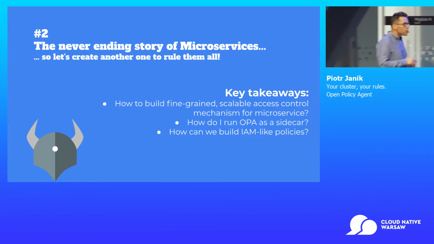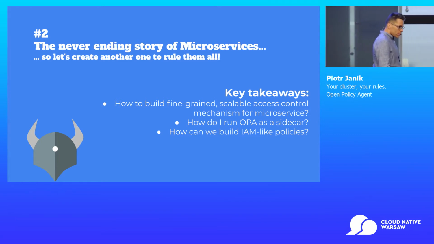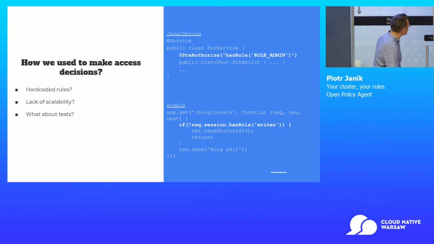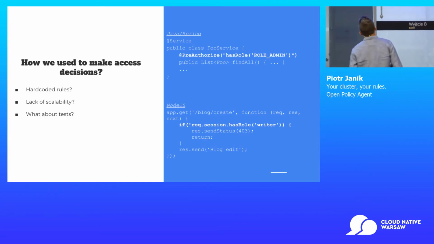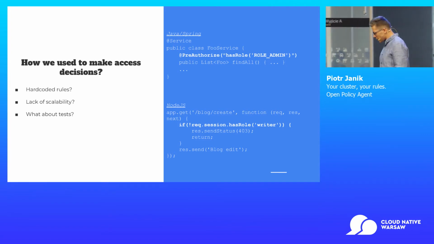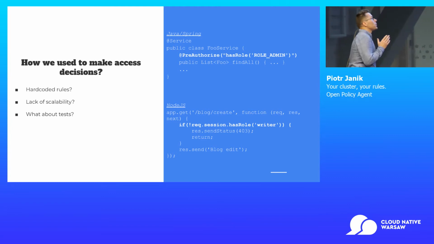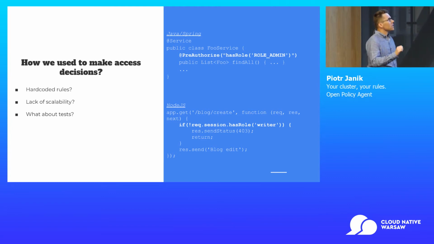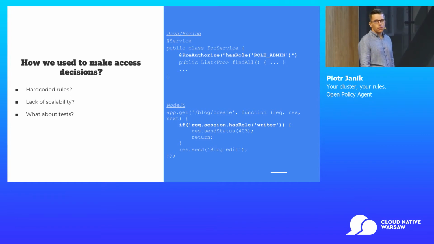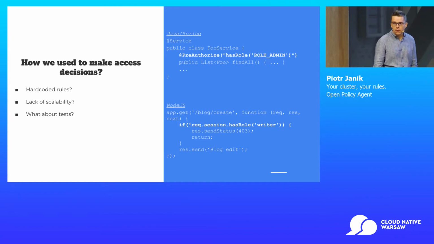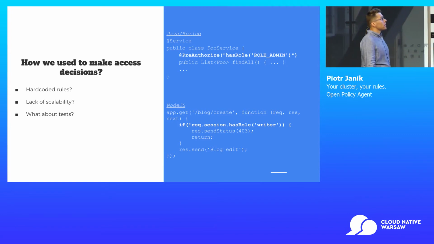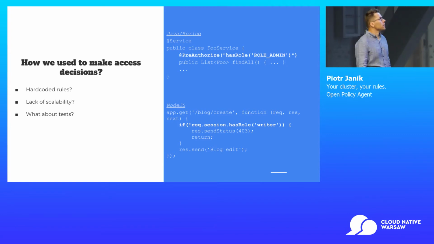Let's see how we used to think about decisions in applications. These are two examples which are quite familiar to me from Java and Node.js. This is a very typical Spring way to check the role of the person invoking some method. If the person has an admin role, they will be able to invoke this method. The second example is from Node.js, very similar. If someone has the role writer, they can do something.